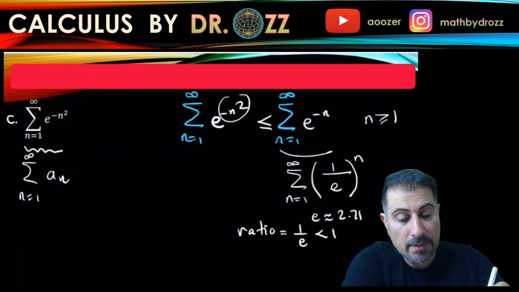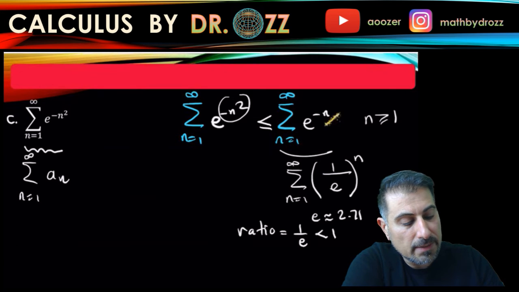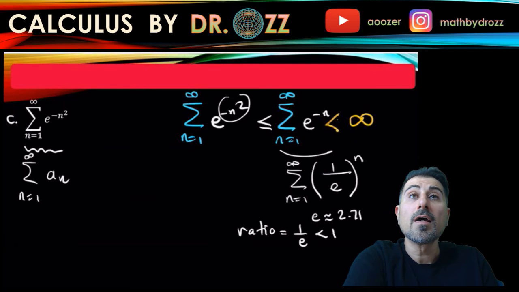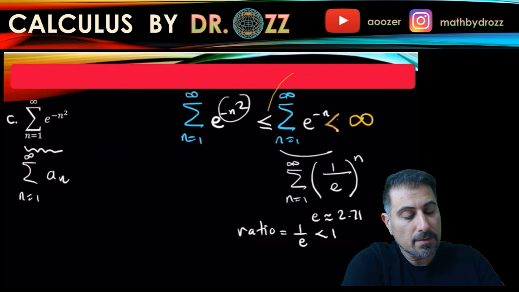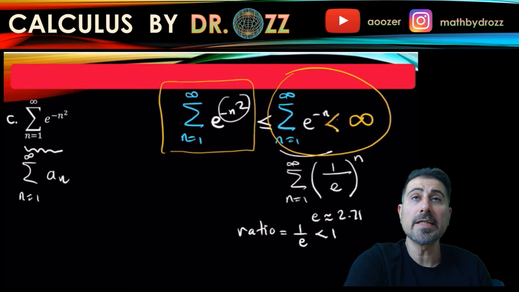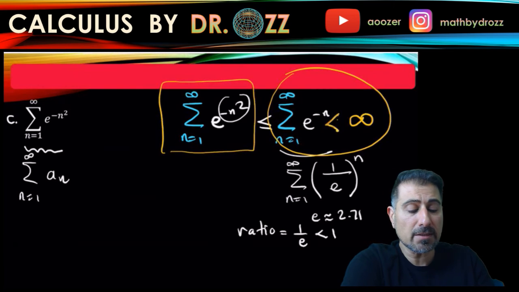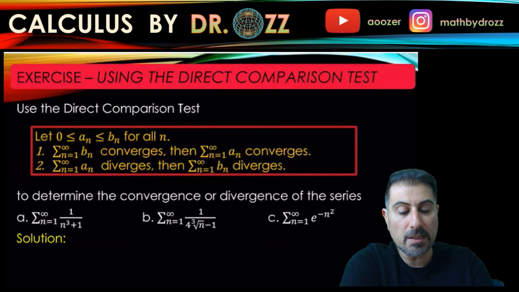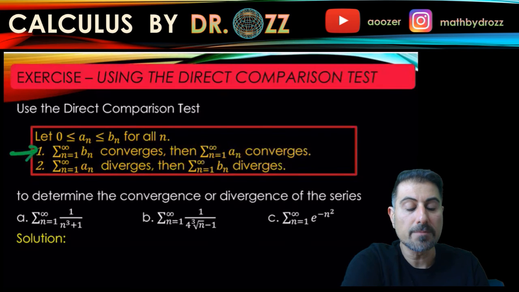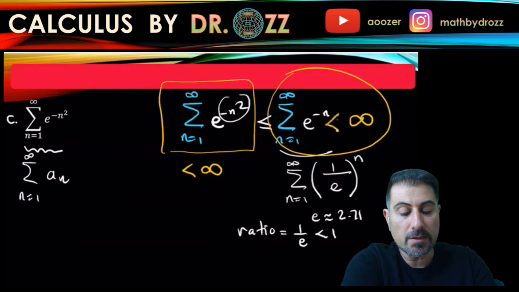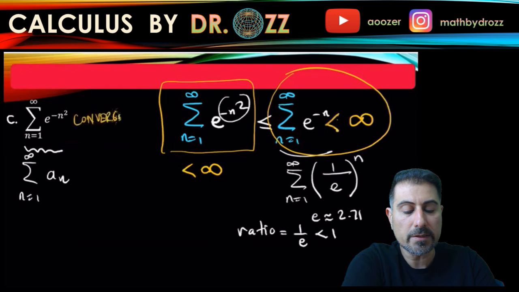So I can go ahead and just say that this is less than infinity, so that since this sum is less than infinity, something smaller than that, this sum is smaller than the geometric series, has to converge. We're using now this property here, right? If b_n converges, then a_n converges. Here we go. So then I can conclude that this series is a convergent series.